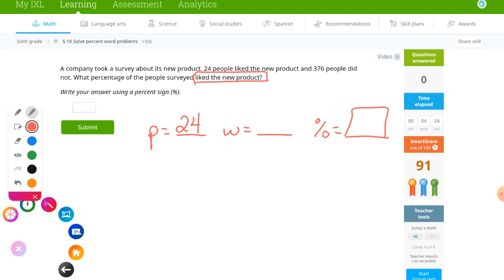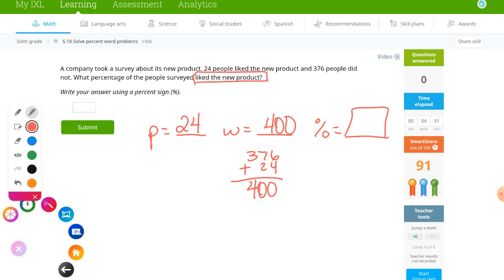Why do we have to add it together, Stella? Because there's the total people that tried. Yes, because that's giving me two different parts. It's telling me the part that did, the part that did not. Could we find percentages of both of those? Yes, but we need the whole, which is 400, because 376 plus 24 is 400. Okay, from there you set it up exactly the same.